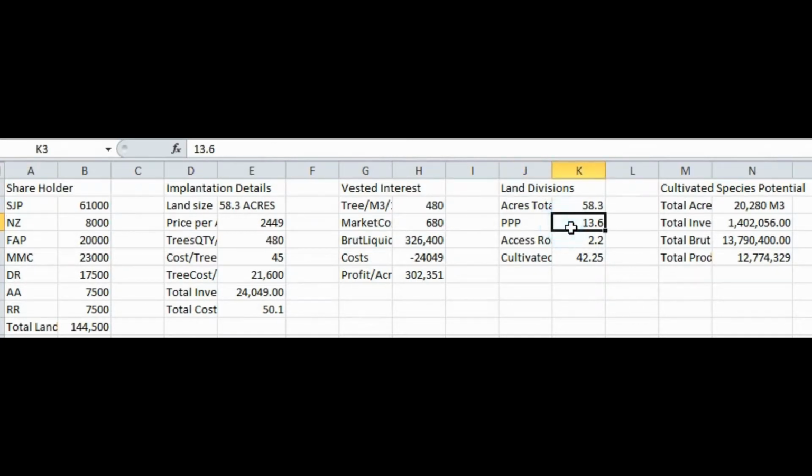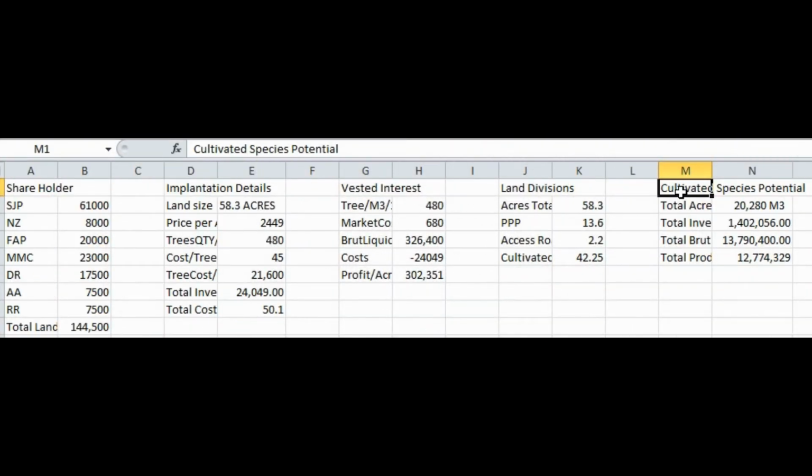We also have 13.6 of permanently protected preservation, where the native species will be protected and developed further. And we have 2.2 acres for the access road and structure limitations. We have 42.25 left over for cultivated acreage, where we can plant the chosen species to invest.